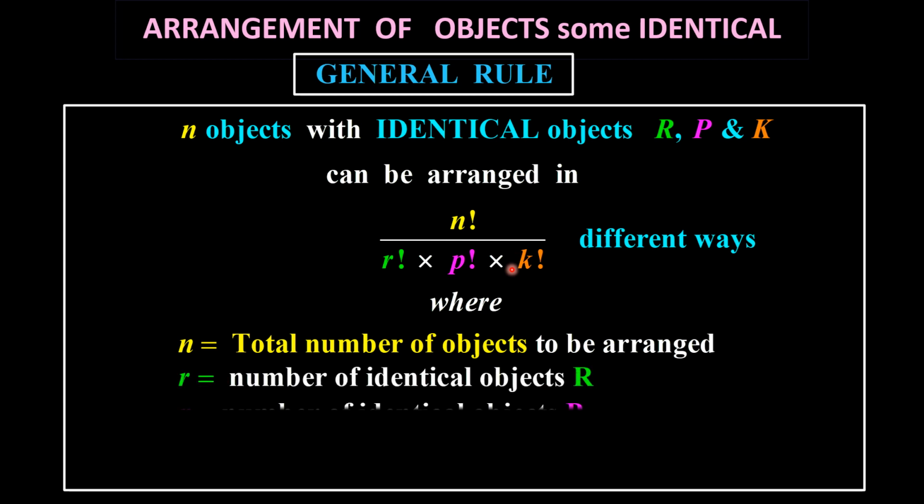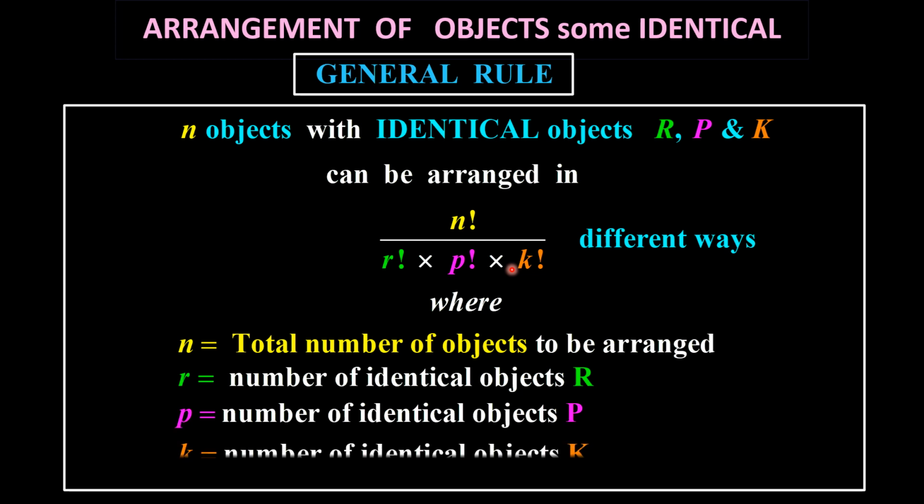So r is the number of identical objects R, p is the number of identical objects P, and k is the number of identical objects K, right? So that's our formula, where we have an arrangement of objects, and some of the objects are identical, and we compensate by dividing.